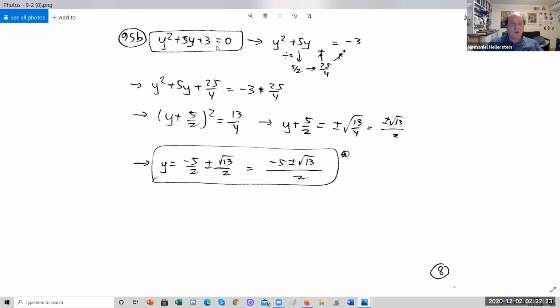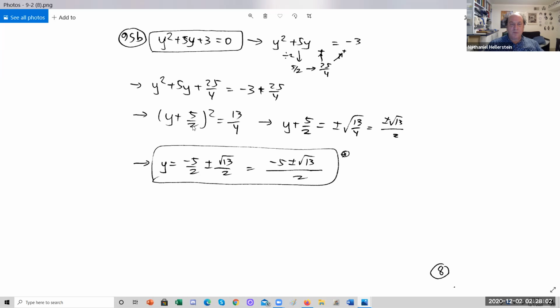Now here we have a similar problem, only instead of a 4, we have a 3. And for this one, we can't solve by factoring, so we'll have to use completing the square. Transpose the 3, y squared plus 5y is negative 3. Half of 5 is 5/2, squared is 25/4, add to both sides. So y squared plus 5y plus 25/4 equals negative 3 plus 25/4. This is equal to the square of y plus 5/2 here. Negative 3 plus 25/4 is 13/4.